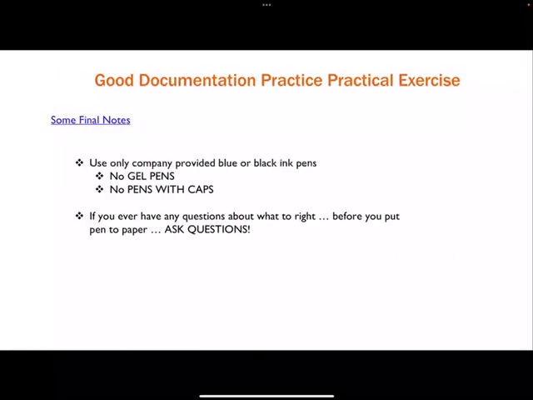Some final notes on good documentation practice. Use only the company-provided blue or black ink pens. No gel pens and no pens with caps. And perhaps most importantly, if you ever have any questions about what to write, before you put pen to paper, ask the question. We appreciate questions. Ask your teammate, ask your lead, ask QA, ask anybody until you get an answer that you understand.